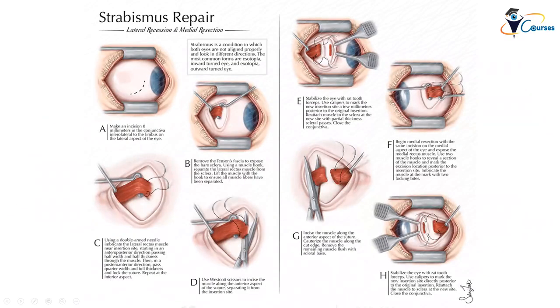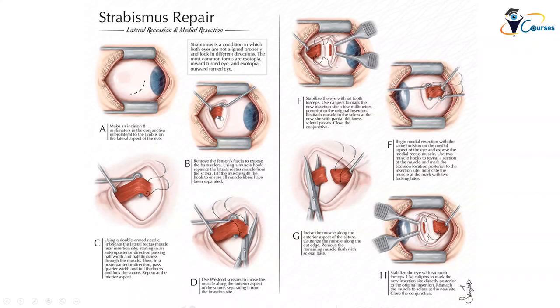Okay, so here we can see the full procedure of strabismus when we are doing lateral rectus recession and medial rectus resection for cases of exotropia. For example, for cases of intermittent exotropia, we do lateral rectus recession and medial rectus resection. So we do a conjunctival incision, opening the conjunctiva and the tenon capsule, to expose the muscle.